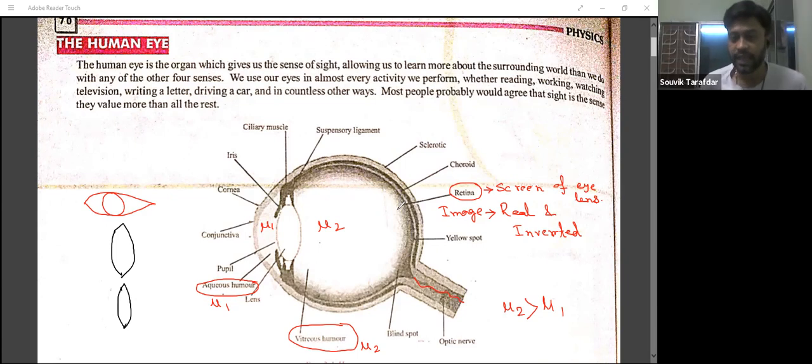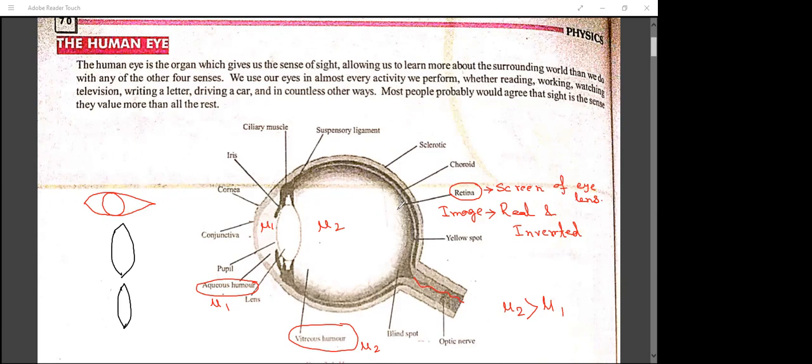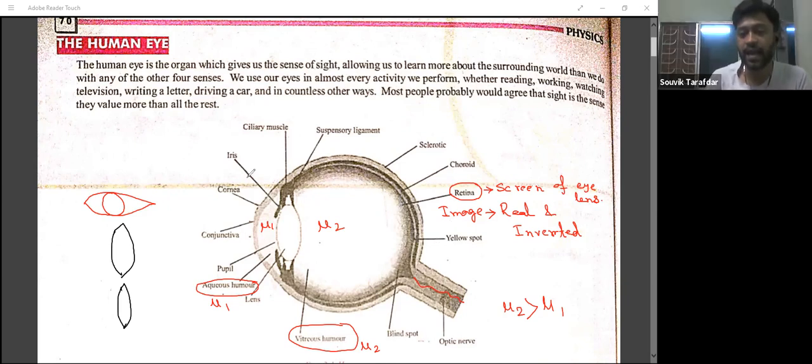Similarly, the image falling on the retina is converted into an electromagnetic signal, passes to the optic nerve and goes to our brain. Understood? So this is the entire eye. Am I clear? Yes.